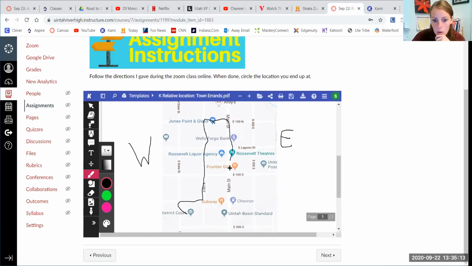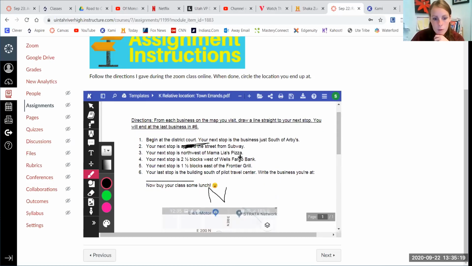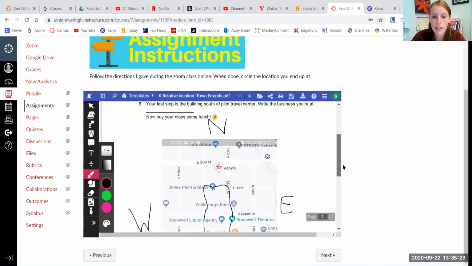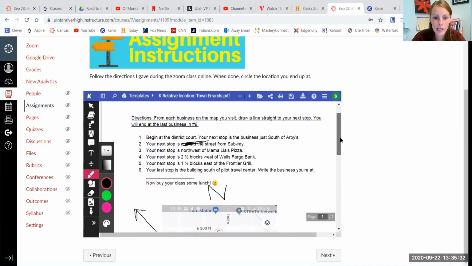So now we go to Chevron. Okay, so then you're going to keep doing this one. Northwest would be in between north and west. So northwest is you go this direction. Okay, you go at a diagonal. So that's how you find the next one.